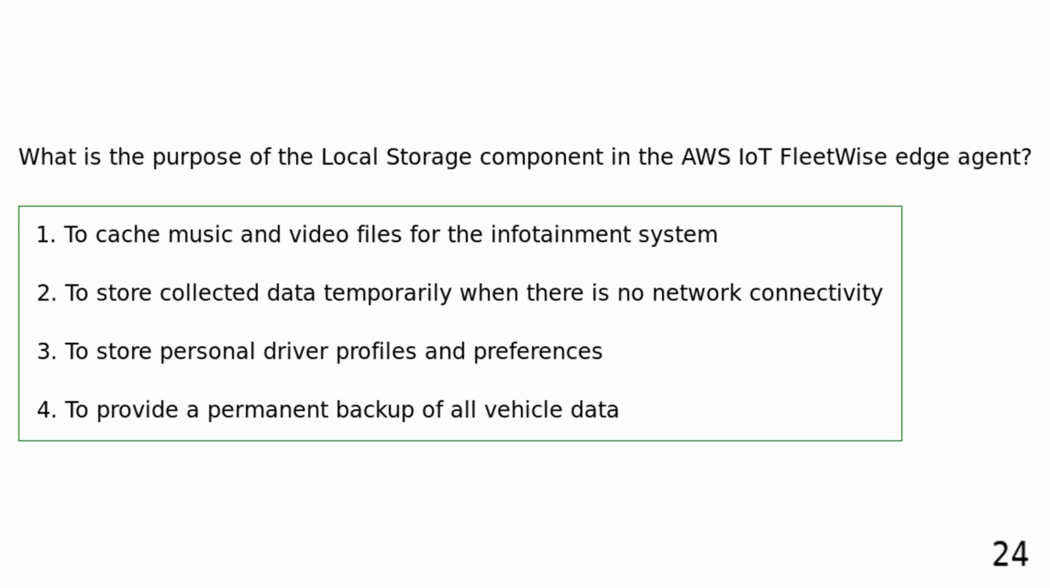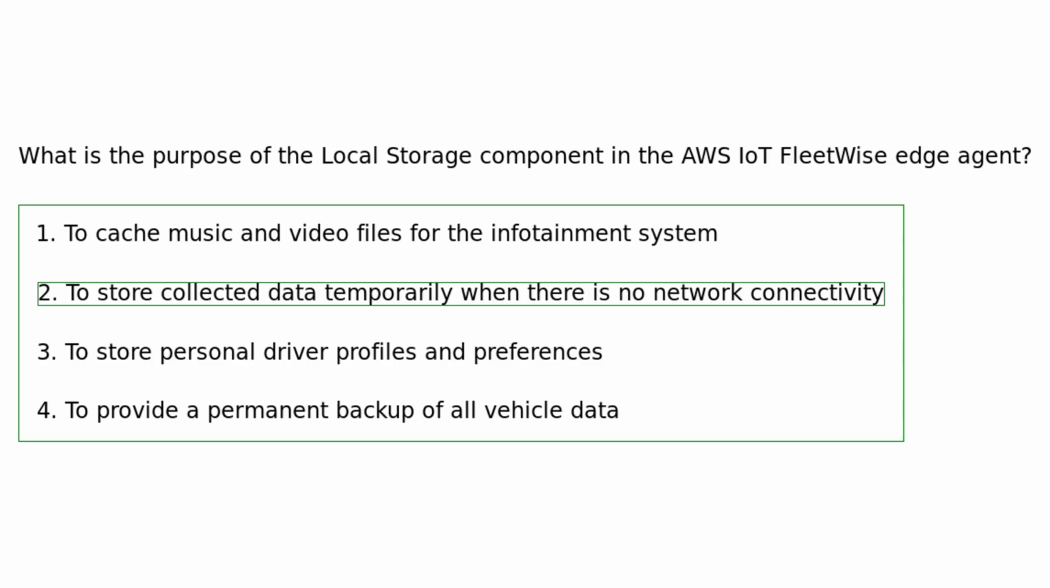What is the purpose of the local storage component in the AWS IoT FleetWise edge agent? To cache music and video files for the infotainment system. To store collected data temporarily when there is no network connectivity. To store personal driver profiles and preferences. To provide a permanent backup of all vehicle data. The local storage component in the AWS IoT FleetWise edge agent temporarily stores collected data when there is no network connectivity, ensuring that data is not lost and can be transmitted once the connection is restored.